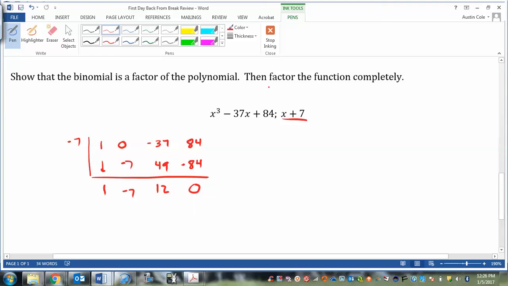Okay? Now, it says factor completely. So remember, I'm left with, this is my remainder, this is my constant, x and x squared term. So I'm going to have x squared minus 7x plus 12. Okay? And I factored out already x plus 7.